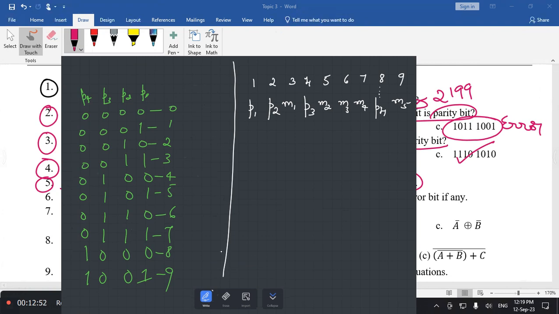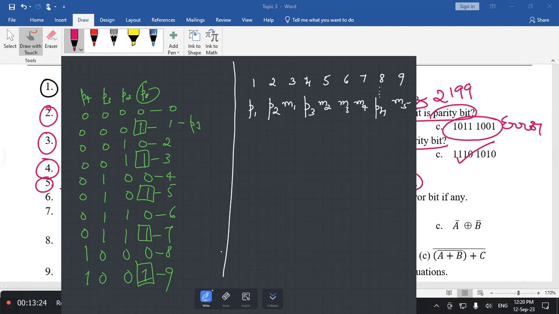Right. Now, for P1, which combinations do you take? You just take wherever you have 1. Which bit position numbers are you going to take? 1, 2, 3, 4. This also you have to take. How do you calculate P1? I said you take the combination of, this is going to be your P1 only, right?